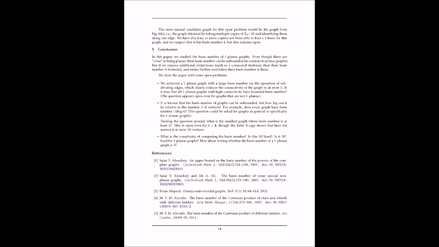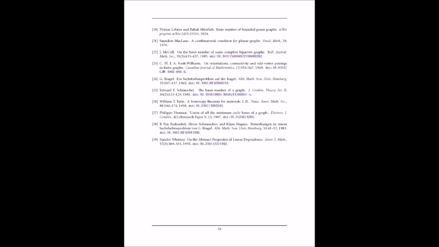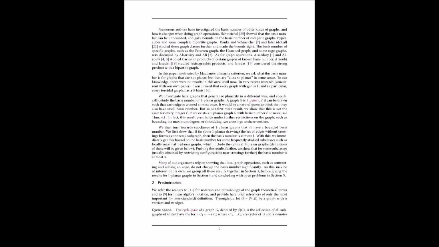So how do the authors actually prove that the basis number can be unbounded for these one-planar graphs? They build their proof on a clever construction that involves taking a graph with a known high basis number and transforming it into a one-planar graph without decreasing the basis number along the way. So they're starting with something we know is complex. Right, and then showing how that complexity carries over into the one-planar world.